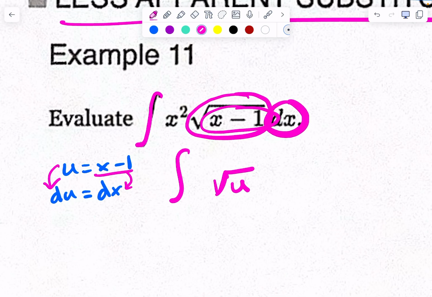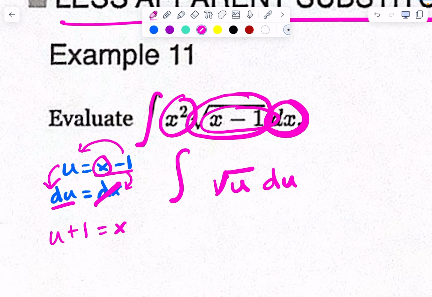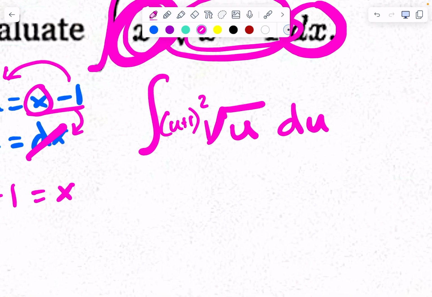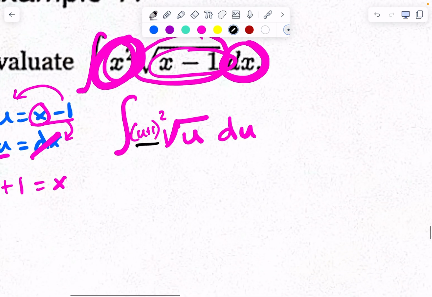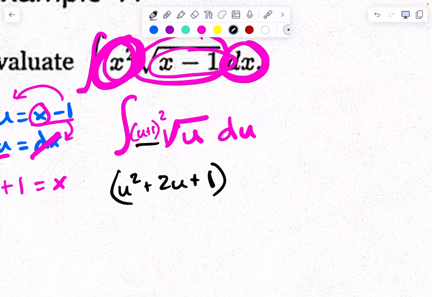But dx gets replaced with du, and then it's like, what do I do with this x squared, right? I have to convert all my variables to u's. So if I have x right here, I can add the 1 over, and u plus 1 is equal to x. So x squared in here is u plus 1 squared. All right, moving on. We squared u plus 1, and we FOILed it out, and we got u squared plus 2u plus 1. And that is taken times this guy, the square root of u, which is u to the 1/2 power.